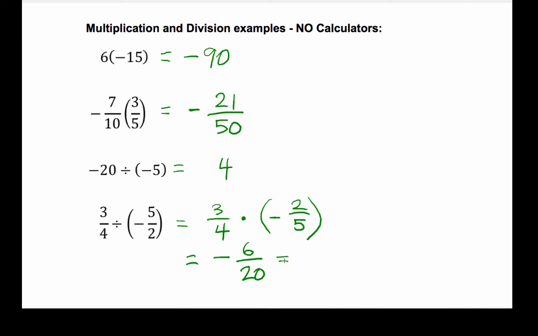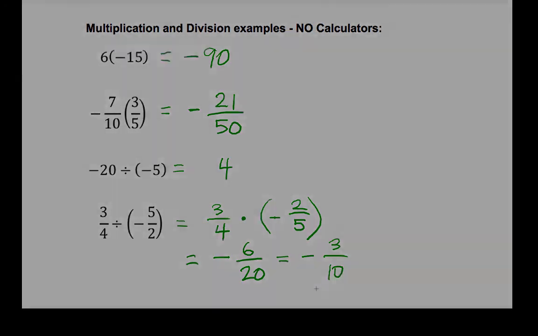That is a fraction that we can reduce, and I was able to identify that right away because 6 and 20 are both even numbers. So we know that it's definitely going to reduce a little bit. So we can divide both of these by 2. So 6 divided by 2 is 3. 20 divided by 2 is 10. 3 over 10 doesn't reduce any further, so our answer there is negative 3 over 10.